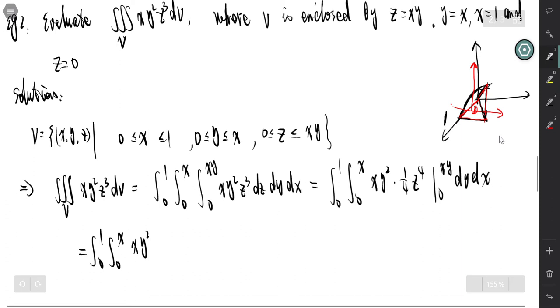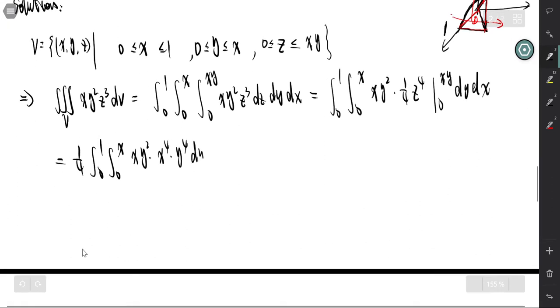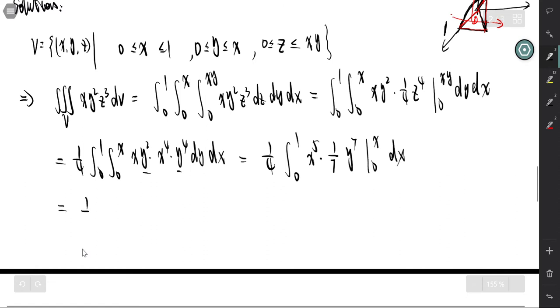That is x, y squared times x fourth, y fourth times 1 here, that's constant. We can take the constant offset and dy dx. We integrate y second. There's y six. That is x five times 1/7 y seven from 0 to x. That is 1/4 times 1/7 from 0 to 1, x of 12.